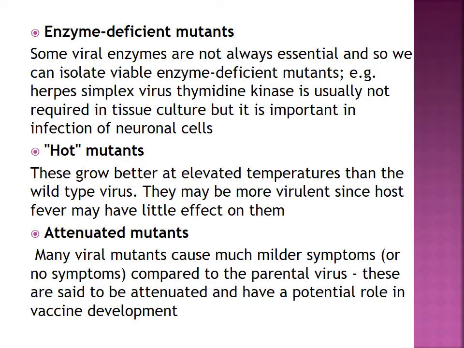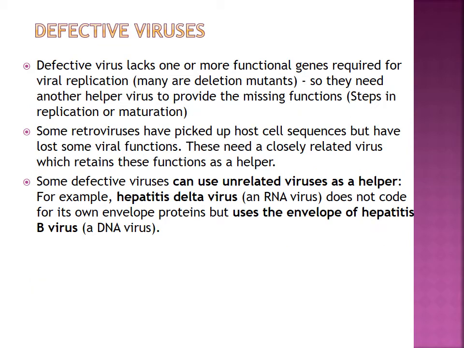Another type is the hot mutants. These can grow better at elevated temperature than the wild type virus. They may be more virulent since the host fever may have little effect on such mutants. Attenuated mutants: many viral mutants cause much milder symptoms or no symptoms compared to the wild type or the parent virus. These are said to be attenuated and have a potential role in vaccines. So they are very useful.